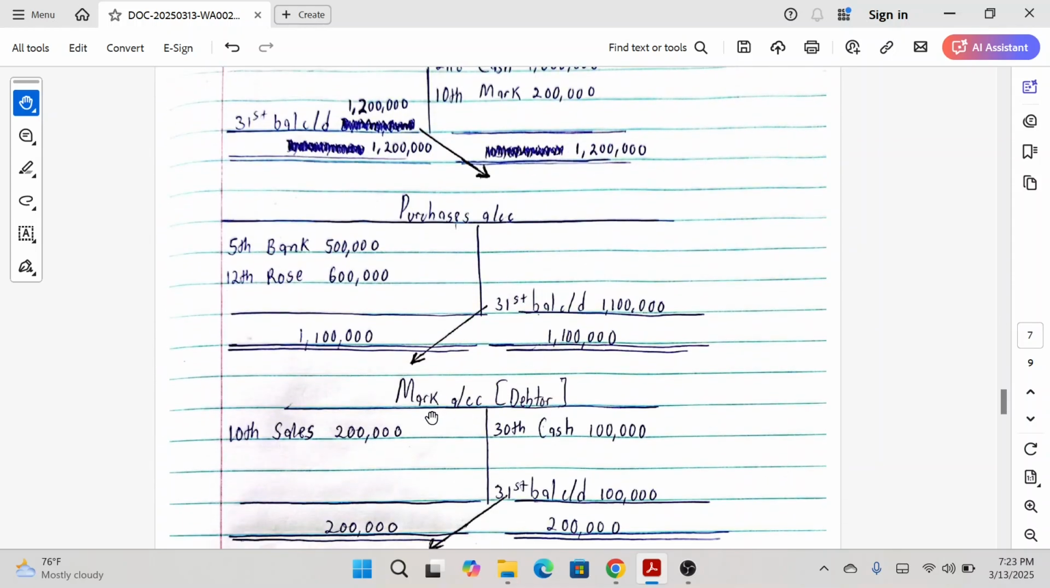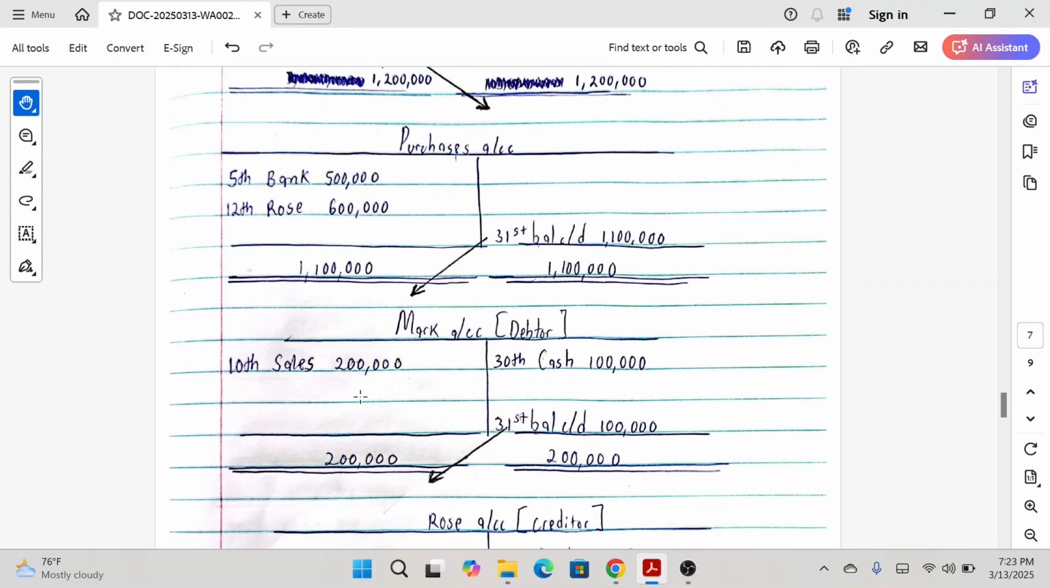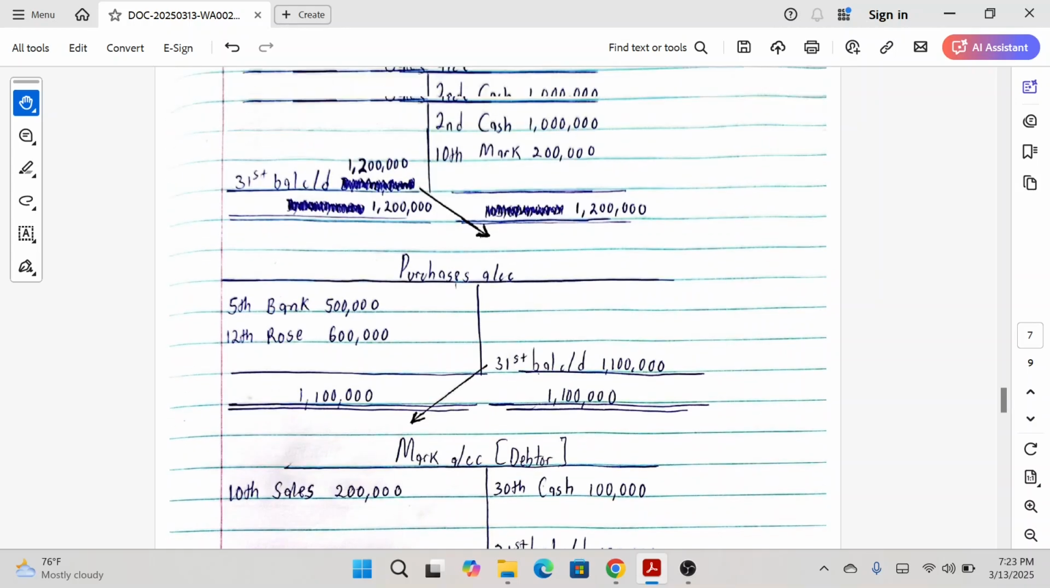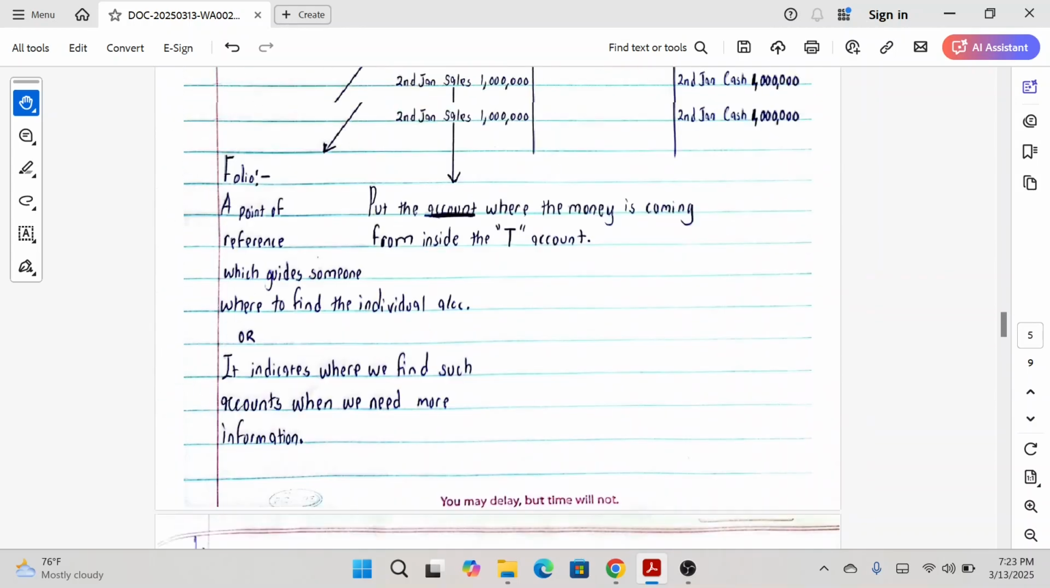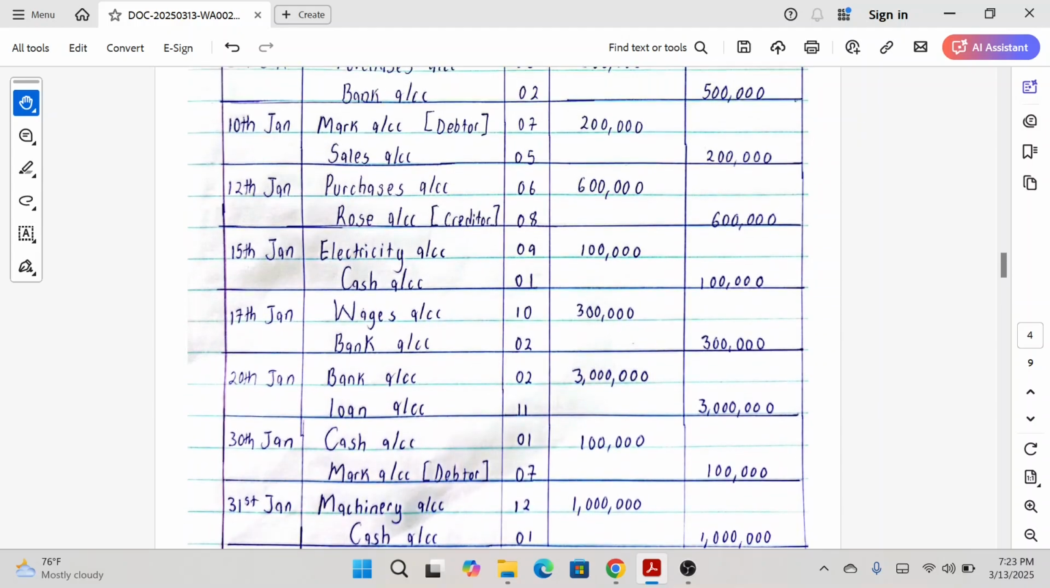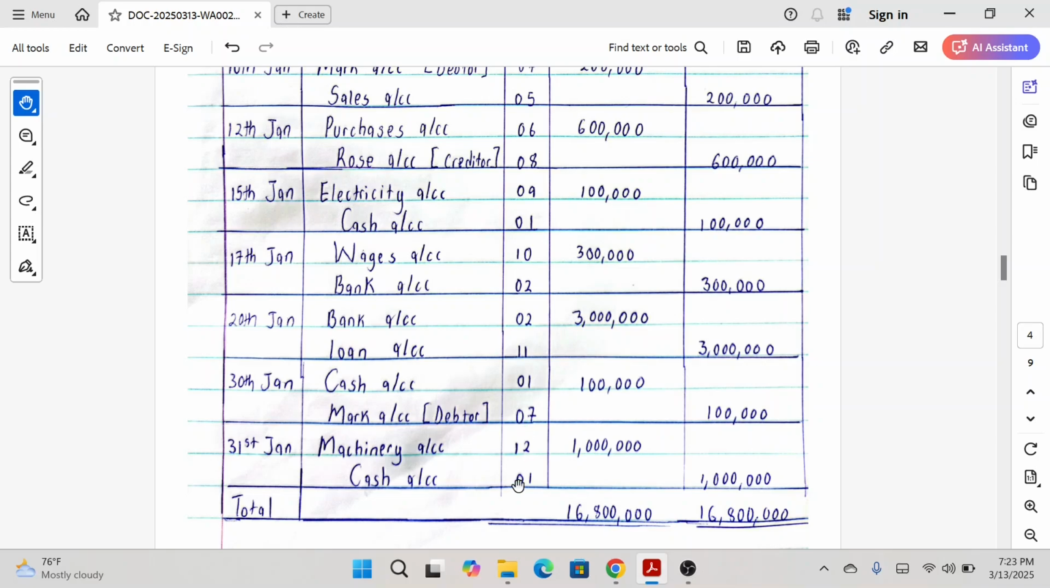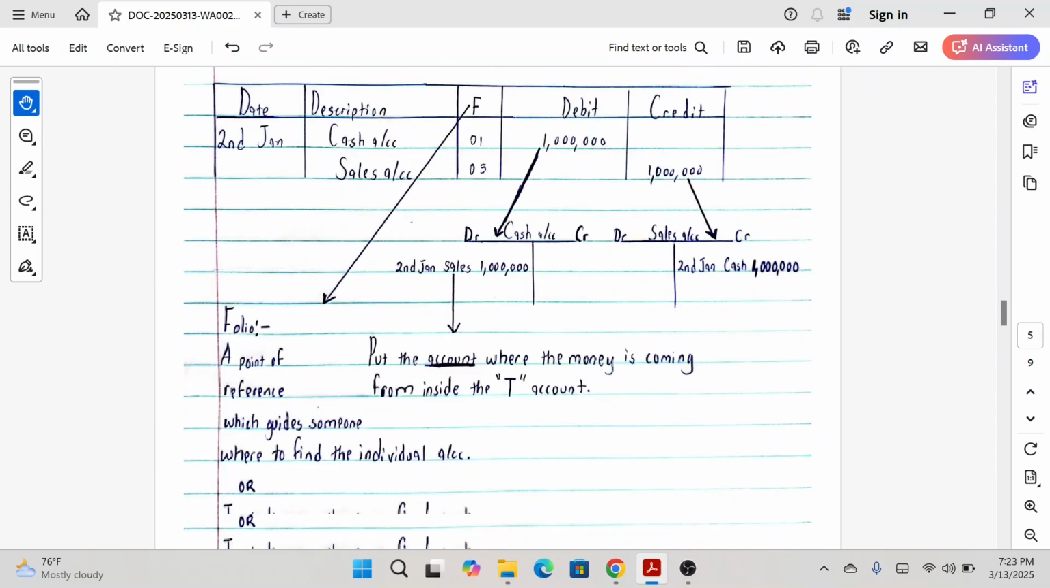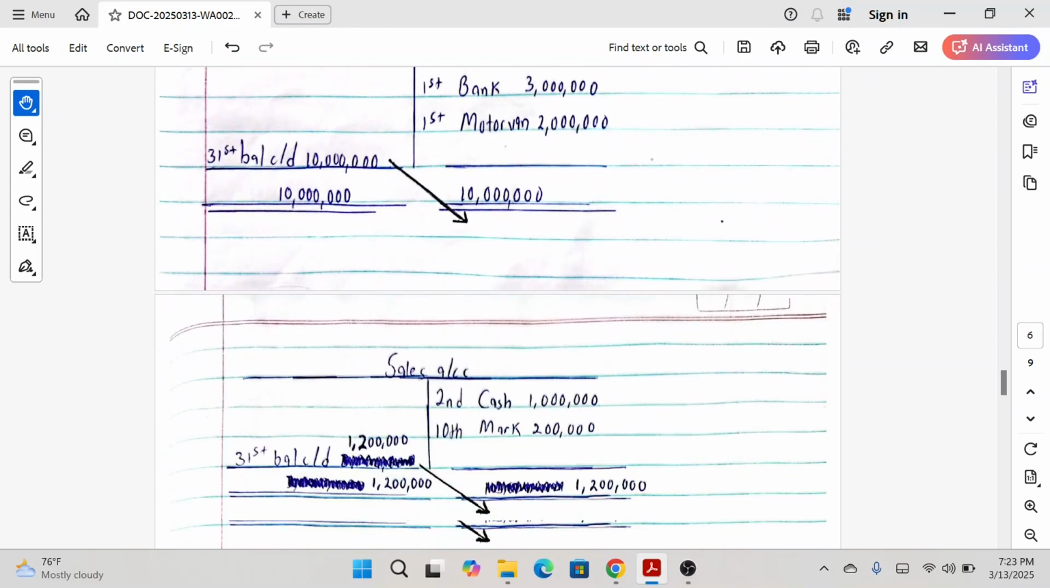So this is the credit side of Mark account. You put there 30th cash 100,000. So you get to know which side is bigger and which side is lesser. So this side is bigger. So you first confirm whether there is any other transaction that took place. So this was 30th. We don't have any other transaction, meaning you can also balance off that account.